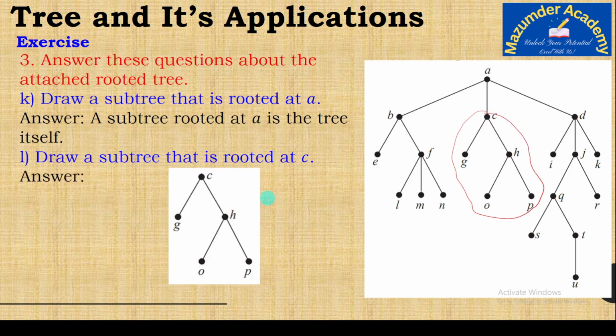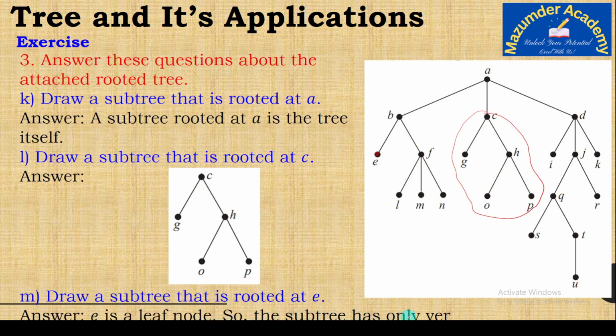So we can see the subtree here. Next, draw a subtree that is rooted at E. E means this one. Now in this case there is no descendant. So this will be just an isolated vertex without any children. So E is a leaf node, so the subtree has only vertex E, and it looks like this. There is no children of this subtree.